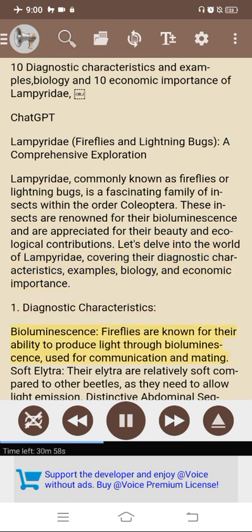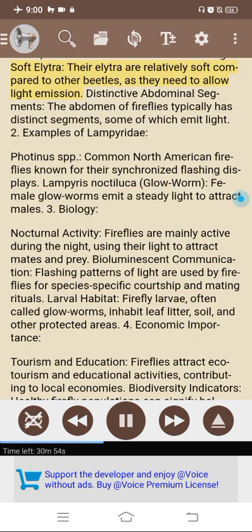1. Diagnostic characteristics. Bioluminescence. Fireflies are known for their ability to produce light through bioluminescence, used for communication and mating. Soft elytra. Their elytra are relatively soft compared to other beetles, as they need to allow light emission. Distinctive abdominal segments. The abdomen of fireflies typically has distinct segments, some of which emit light.